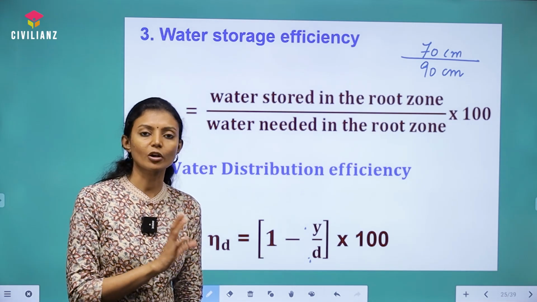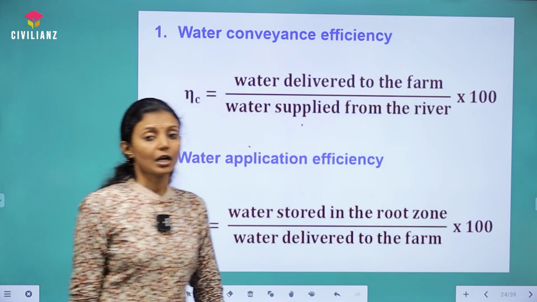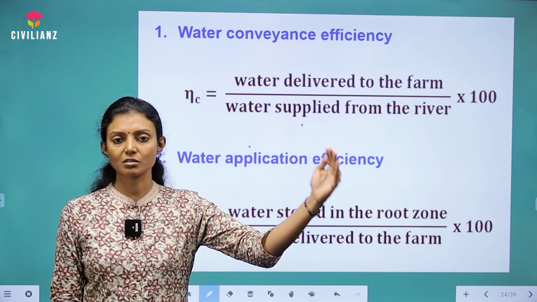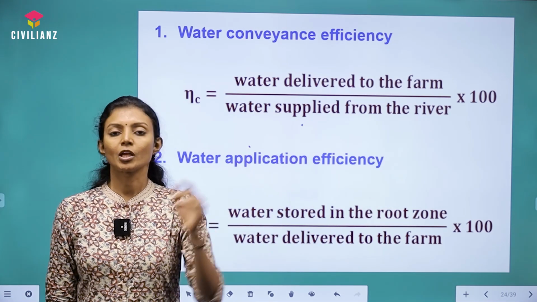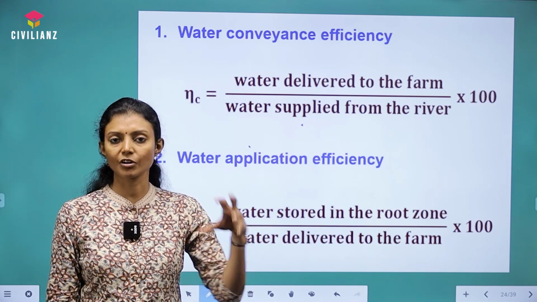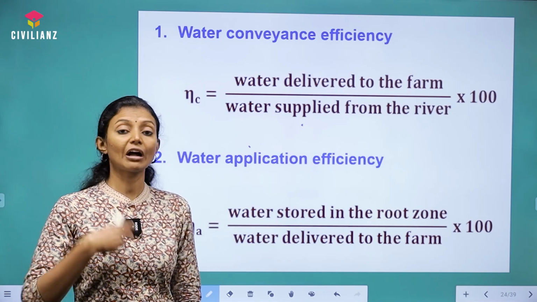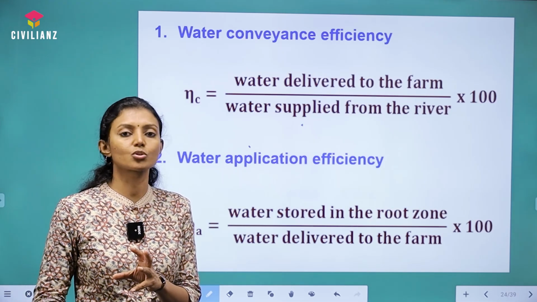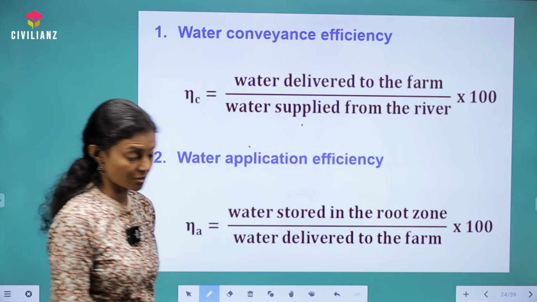I hope the 4 efficiencies are very clear to you. I would repeat. Conveyance efficiency means the transportation efficiency. You are supplying water from the river to the field through a canal. So the water taken from the river and the water which was delivered comes under conveyance. You have delivered some amount of water and a portion of it was stored in the root zone or absorbed by the plants. That comes under application efficiency.